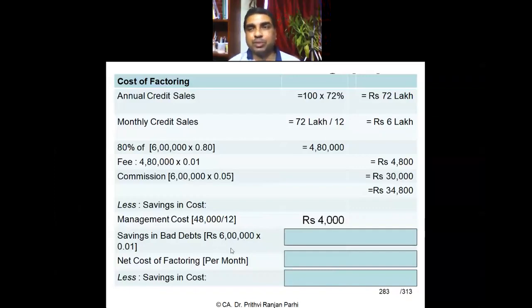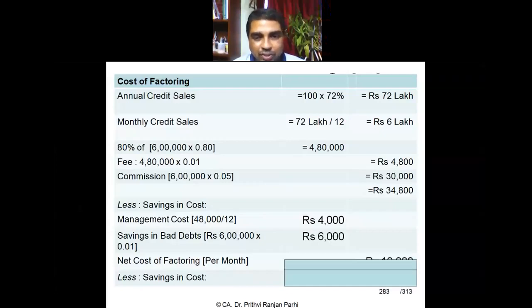Now, bad debt is the responsibility of the factor. So the company will be saving this bad debt cost. The bad debt percentage was 1%. So these two are again cost savings. So the net cost of factoring per month will be how much? 10,000 will be saving. So 34,800 minus 10,000, 24,800 will be the net cost of factoring.